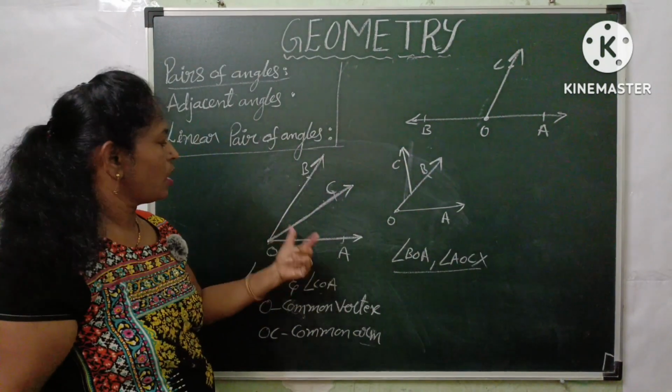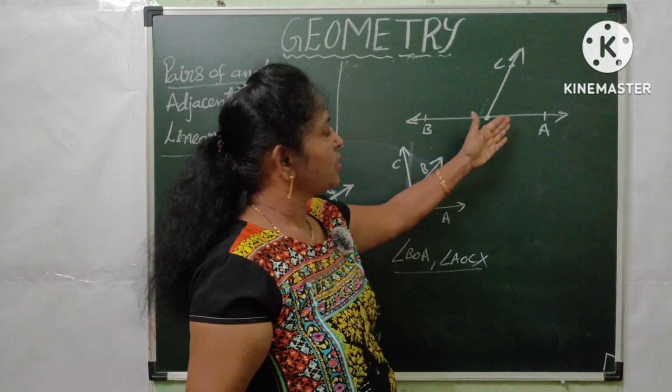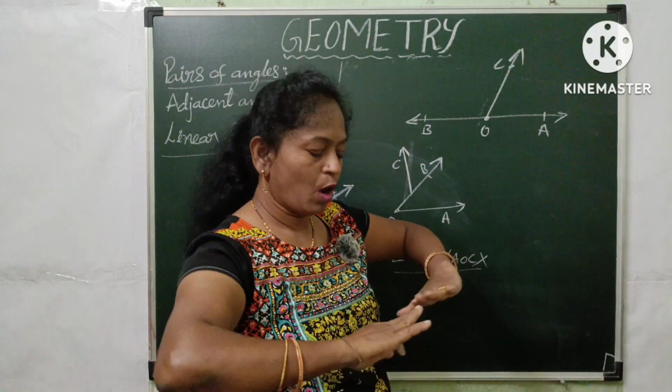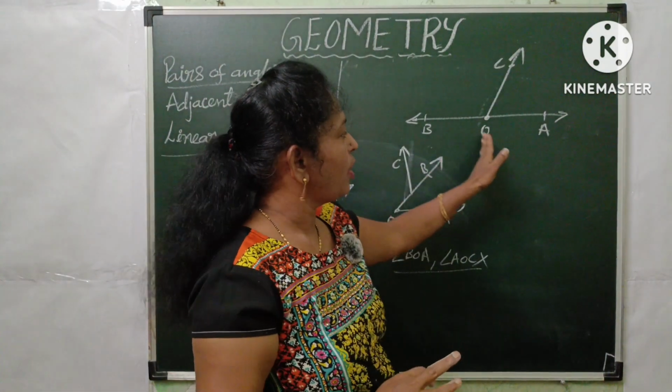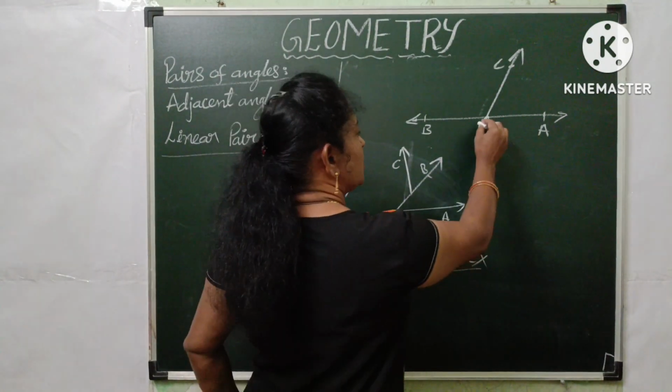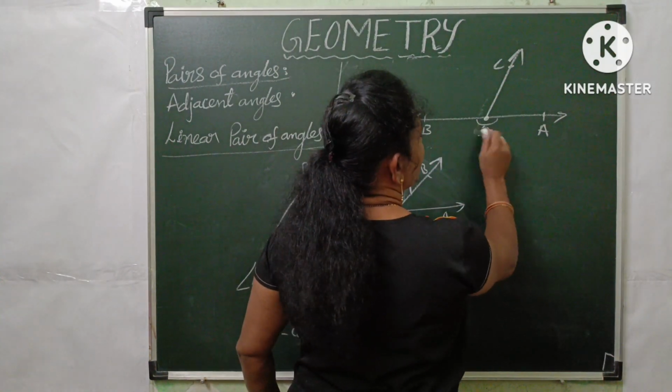Here these two are non-common arms. Here also these two non-common arms are in opposite directions. Then it forms 180 degrees. Yes or no? Then it is 180 degrees.